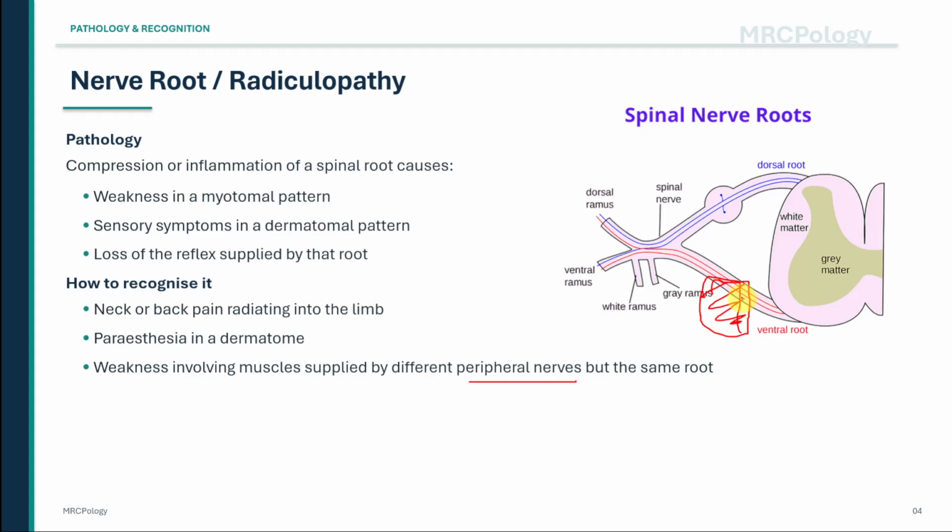For example, weakness involving both the biceps and wrist extensors cannot be explained by one peripheral nerve. However, both movements receive an important contribution from the C6 root. This supports a C6 radiculopathy.